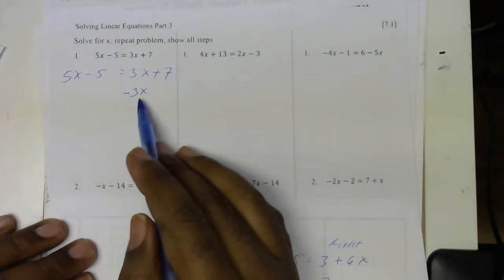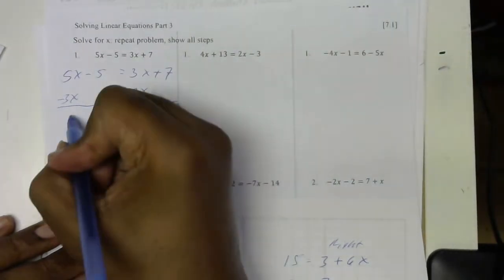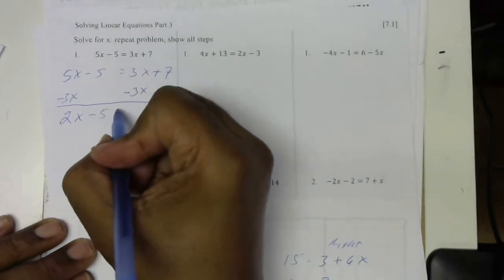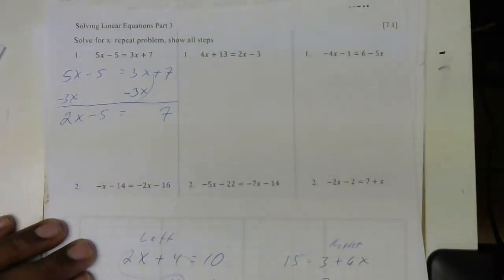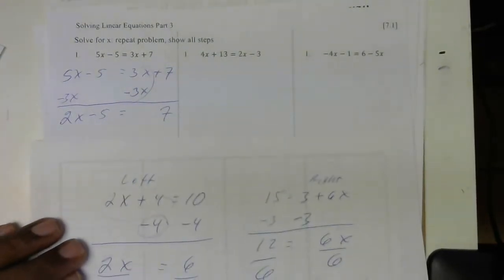Okay, and then what we do on one side, we do on the other side. So minus 3x. So what we get now is a 2x because 5x minus 3x is 2x. Minus 5 comes down, the equals comes down. These are canceled. You have 7. And notice what we have here. This is a left side problem.